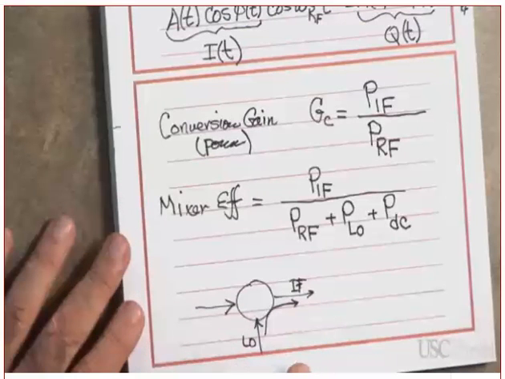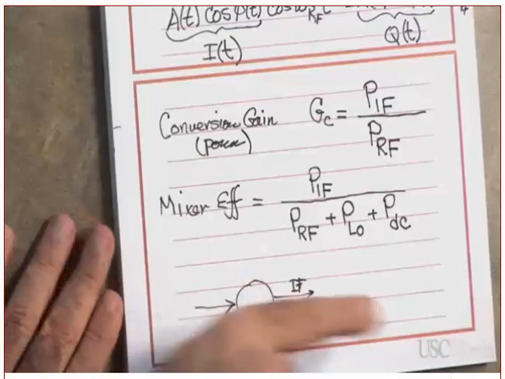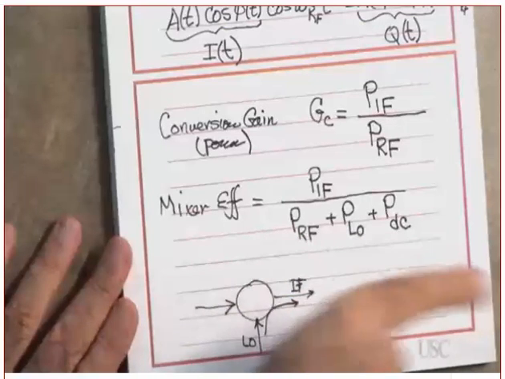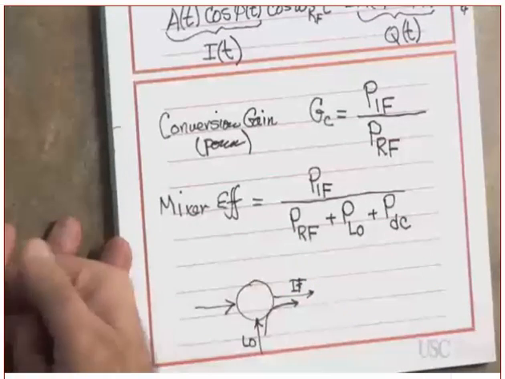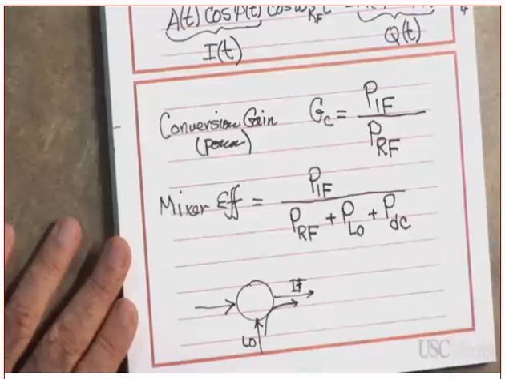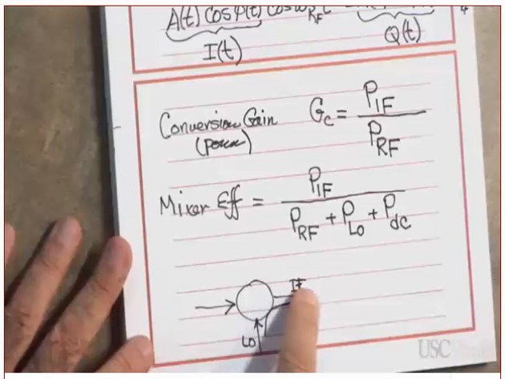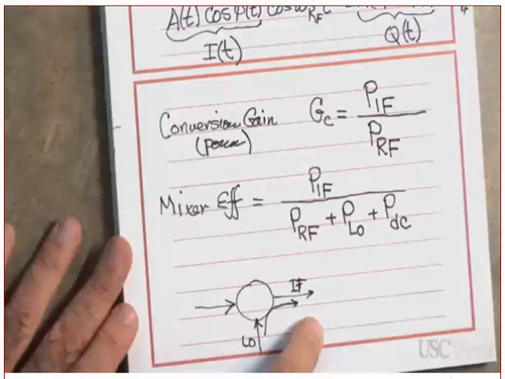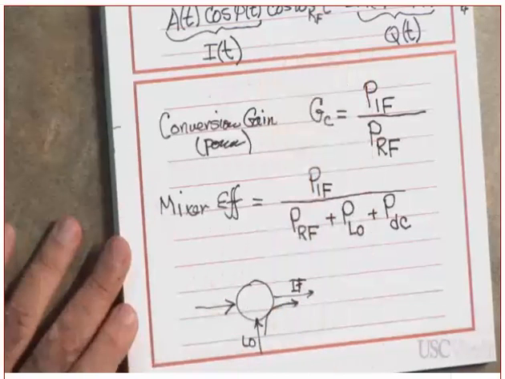Remember, how many ports do I have? Three ports. I am looking, first of all, at leakage into the IF port. We'll get to the leakage in the RF port. We have how many leakages? Two leakages: the LO leaking into the IF and the RF leaking into the IF. Which one is more damaging? The LO is more damaging.